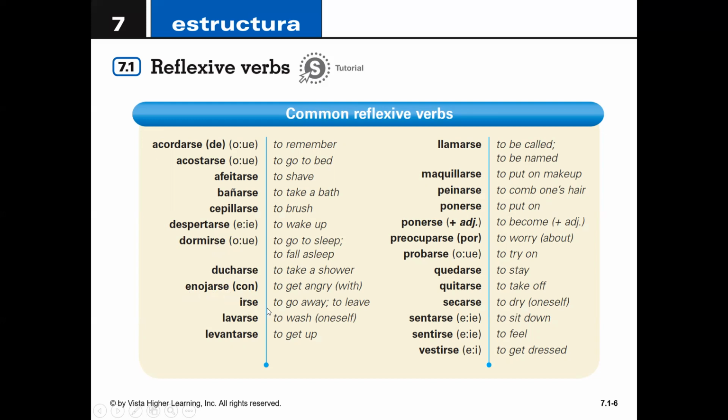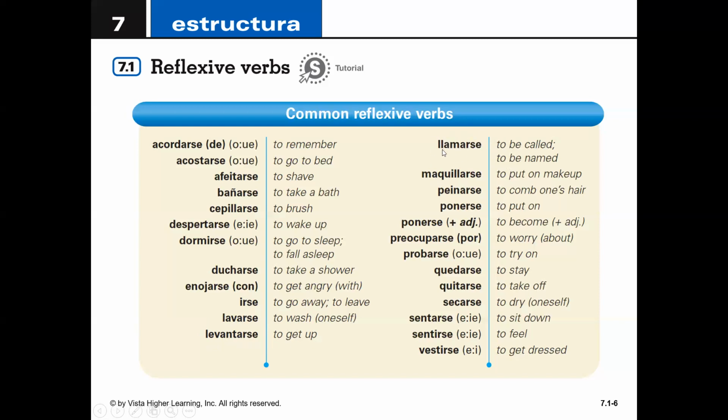Irse. So this is like the normal verb ir, which on its own means to go, but when you make it reflexive, it means to go away or to leave. So there's a slight change. So the verb ir still conjugates the same, voy, vas, va, vamos, van, but now you use it with the reflexive. So me voy, te vas, se va, nos vamos, se van. Lavarse. Levantarse.